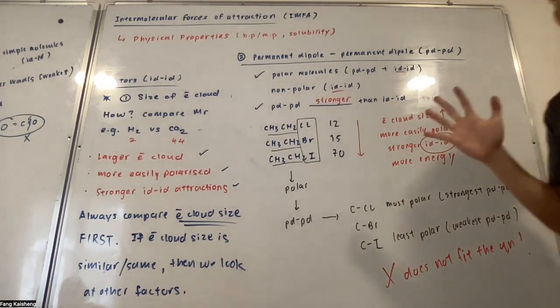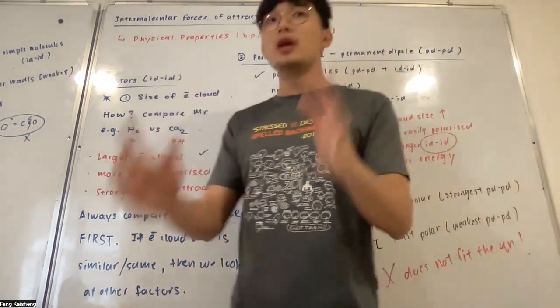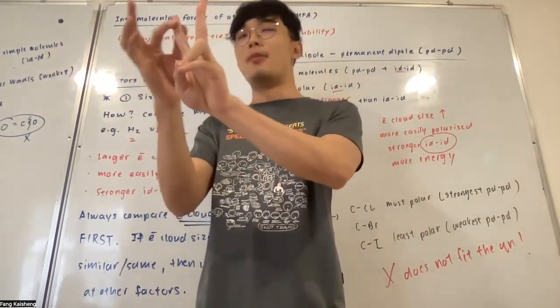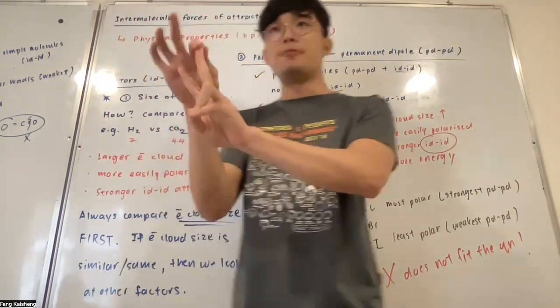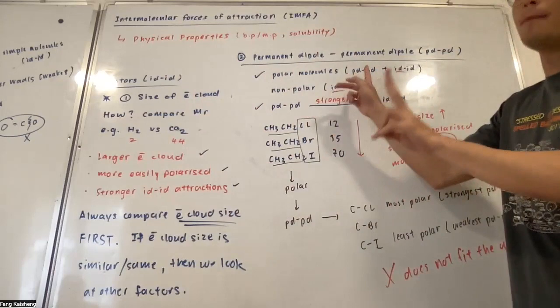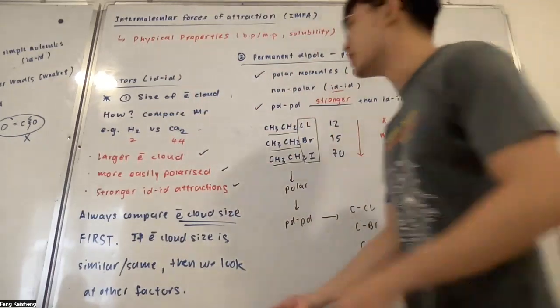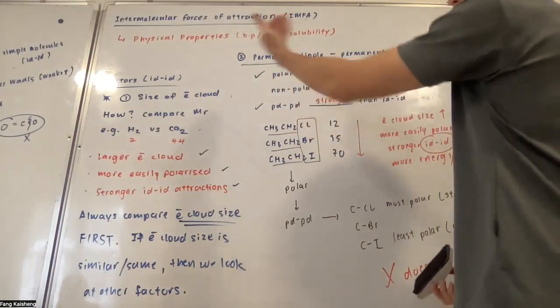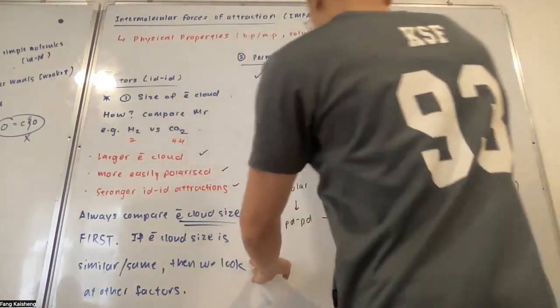Any questions so far? Okay, so to summarize, we have done two interactions, ID-ID and PD-PD. Every simple molecule has ID-ID. PD-PD is just an additional interaction for polar molecules. But now let's look at the third interaction. I thought we only learned polar and non-polar. How come got one third interaction, right? Okay, so let's take a look.